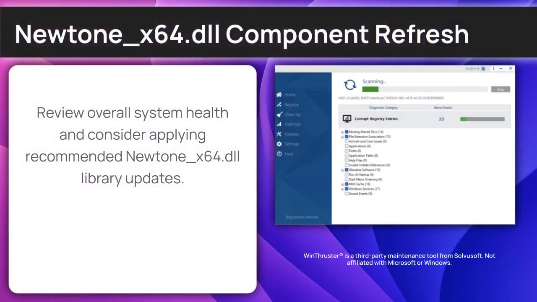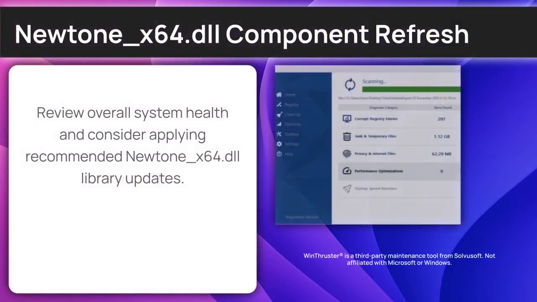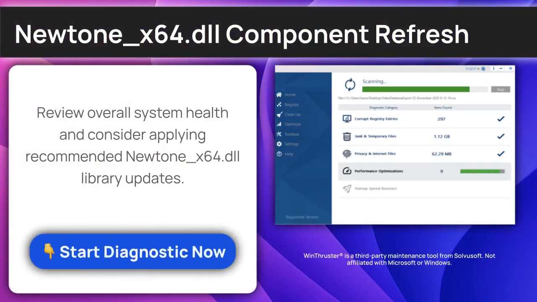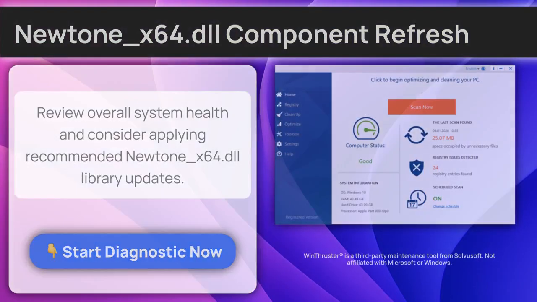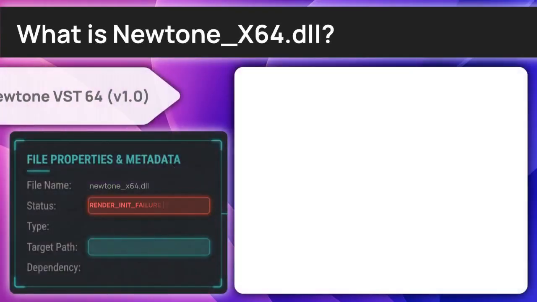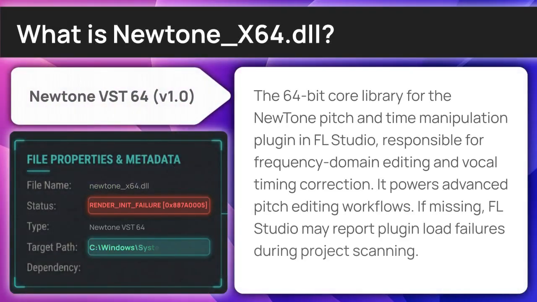To kick off the Newtone 64 module guide, I've provided an official resource for maintaining a healthy and synchronized workstation. This is the Newtone 64 module, the 64-bit core library for the Newtone pitch and time manipulation plugin in FL Studio, responsible for frequency domain editing and vocal timing correction. It powers advanced pitch editing workflows. If missing, FL Studio may report plugin load failures during project scanning.